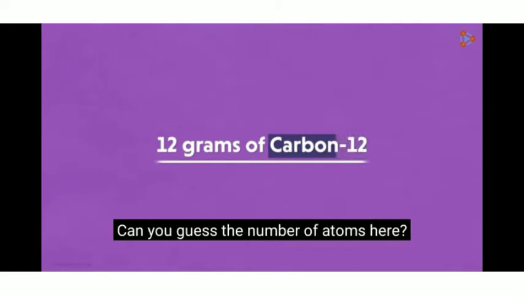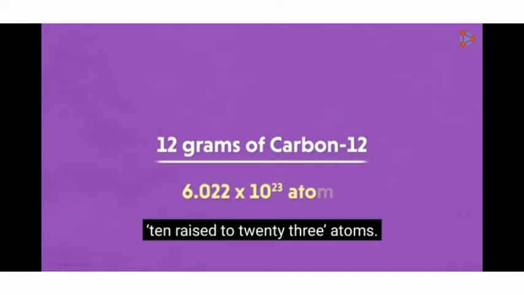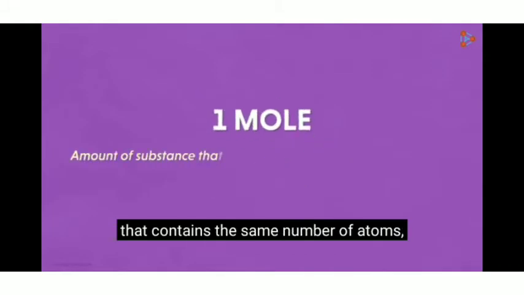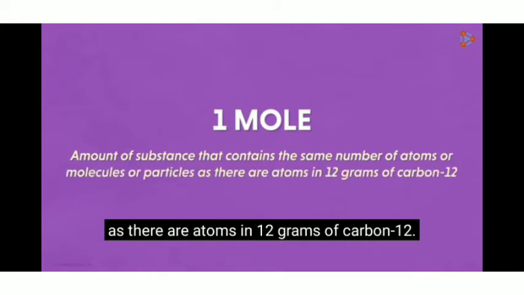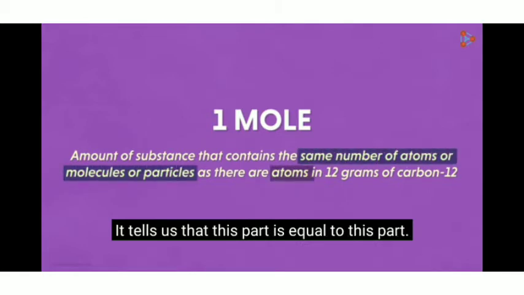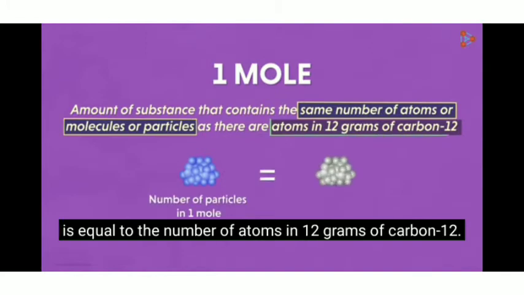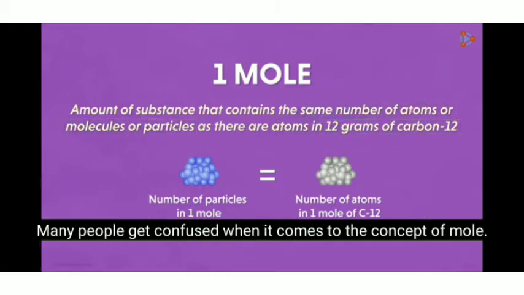So what's so special about this? Can you guess the number of atoms here? Yes, 6.022 into 10 raised to power 23 atoms. Now that you have understood, let me repeat the definition. 1 mole is defined as the amount of substance that contains the same number of atoms or molecules or particles as there are atoms in 12 grams of carbon 12. It consists of two simple parts: the same number of atoms, molecules or particles, and the atoms in 12 grams of carbon 12. So the number of particles in 1 mole is equal to the number of atoms in 12 grams of carbon 12.